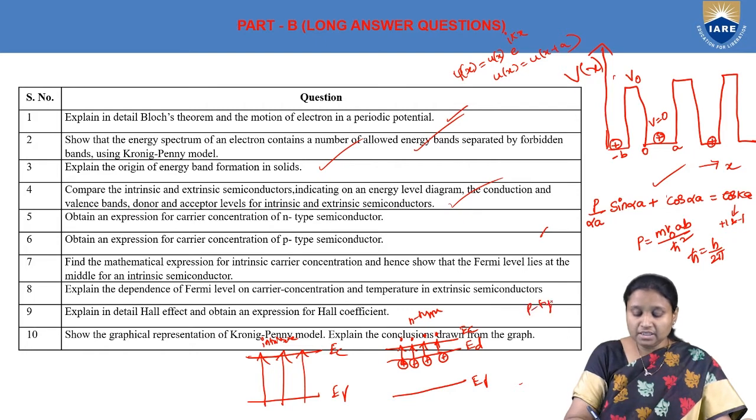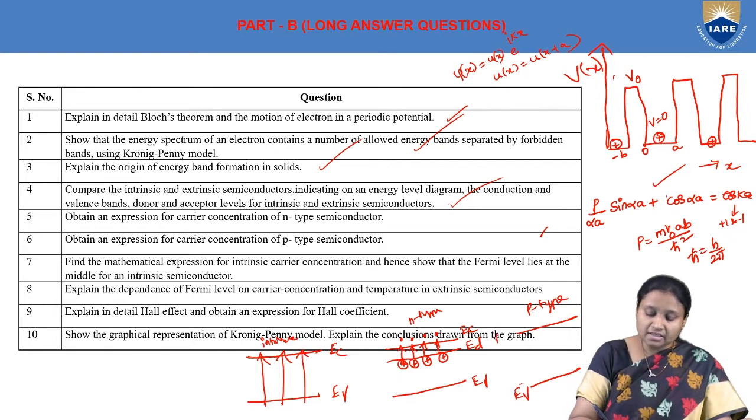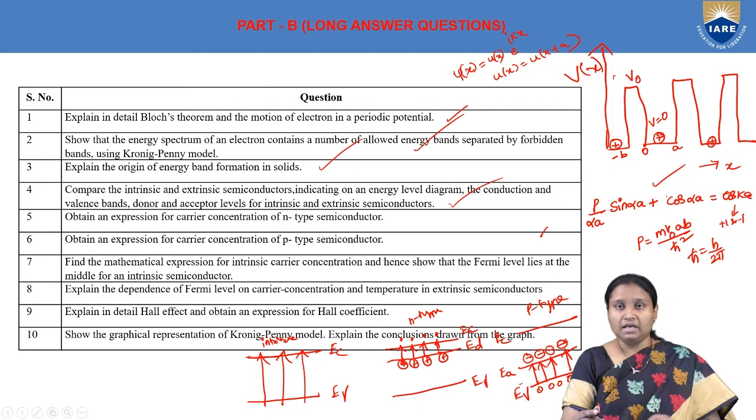Then coming to p-type, here we have the valence band. So this is our valence band. This is the conduction band. We have the acceptor energy level, and here transition of electrons takes place from valence band to acceptor energy level, leaving holes in the valence band. And in this case, the acceptor impurities become negatively ionized.